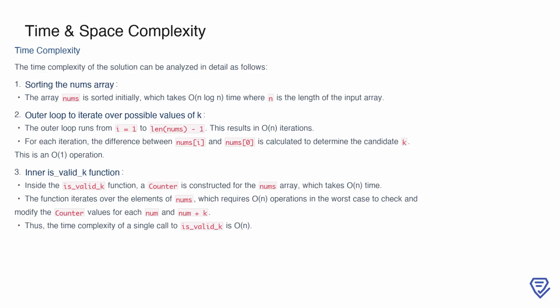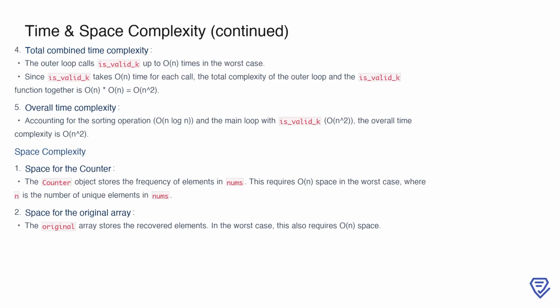Within this function, we iterate through the elements of nums to check and update the counter for each number and number plus k. This requires O(n) operations in the worst case, making a single call to is_valid_k have a time complexity of O(n). Now, considering the total combined time complexity, the outer loop can call the is_valid_k function up to O(n) times in the worst case. Since each call to is_valid_k takes O(n) time, the total complexity of the outer loop and is_valid_k together is O(n) * O(n), or O(n squared).